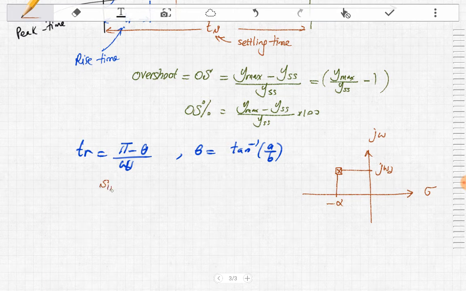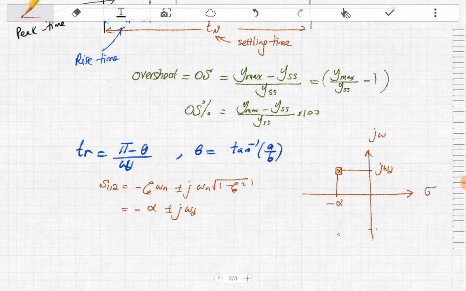Do you remember the first and second roots of the equation? We said it's equal to minus eta omega n plus or minus j omega n square root of 1 minus eta square, right? That's the root. We call this eta omega n alpha. So it'll be minus alpha plus or minus j omega d, the damped frequency. So this is minus alpha, and this is j omega d. You can also have minus j omega d, but this is one pole. The other will be its conjugate. If you connect it to the origin of this plane, this is your theta.